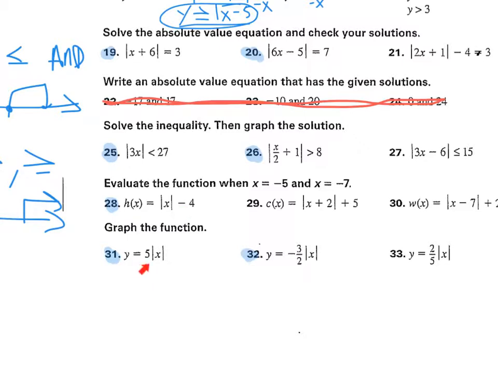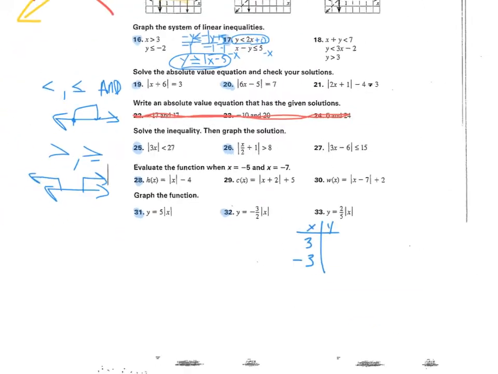And finally, you're going to graph this function. So you want to make a table of values. If I was doing number 33 over here, I would just pick like 3 and -3. And I would plug it in right here. So the absolute value of 3, and then multiply it by 2/5. The absolute value of -3, and multiply it by 2/5. What do you get for your y? Then plot those points and graph them on your coordinate plane.